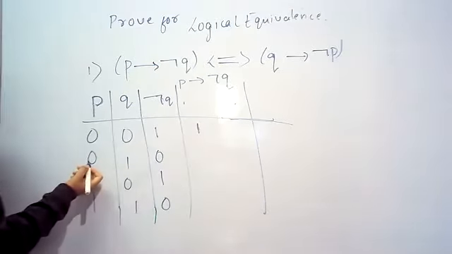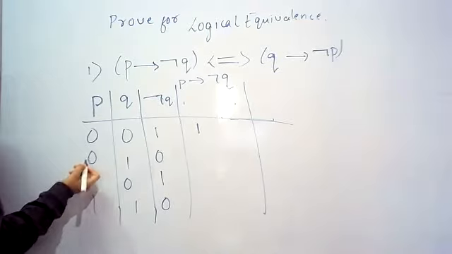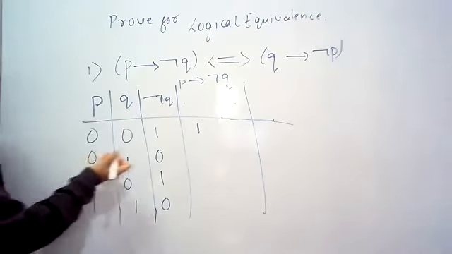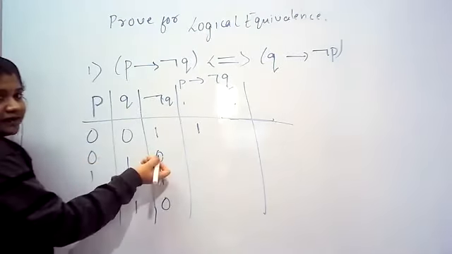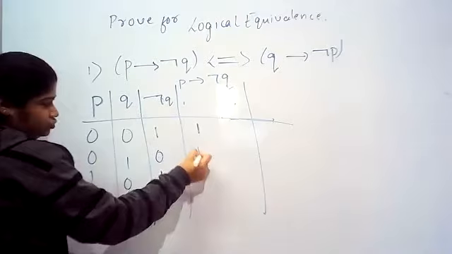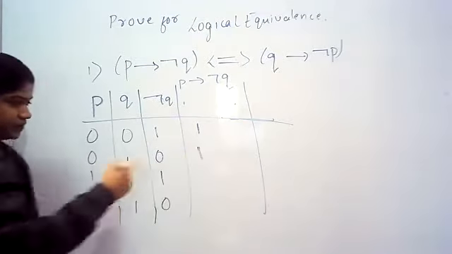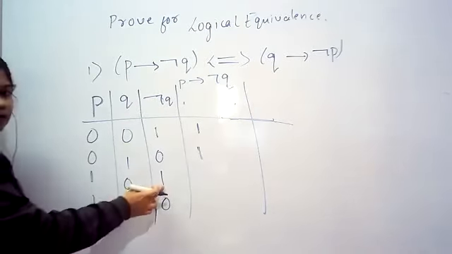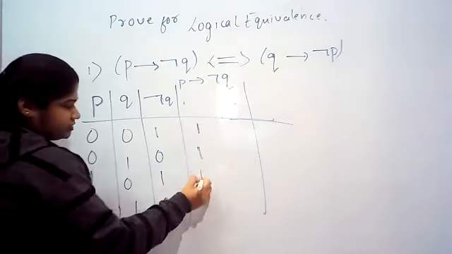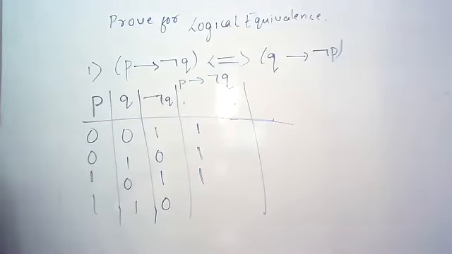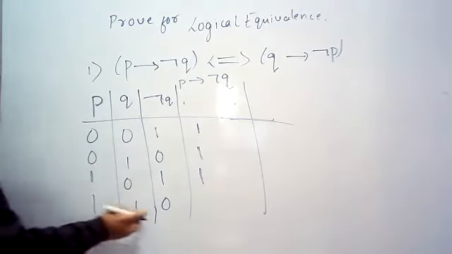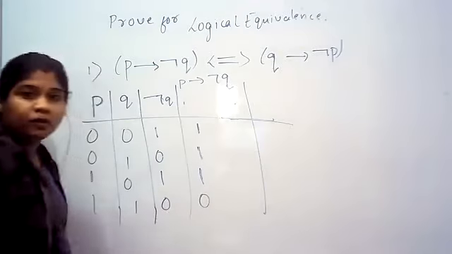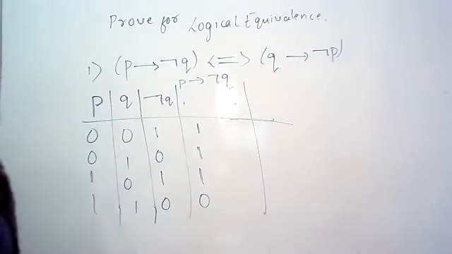Next, see here. You need to tell me or you need to correct me now. 0 and 0. 0 condition 0, it is 1. Next, 1 and 1. 1 condition 1 is definitely 1. Last, 1 condition 0 is 0.